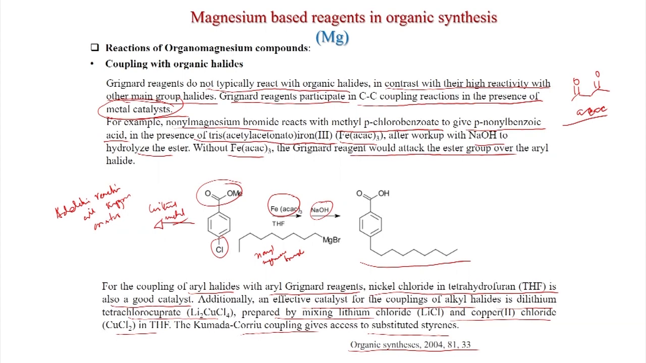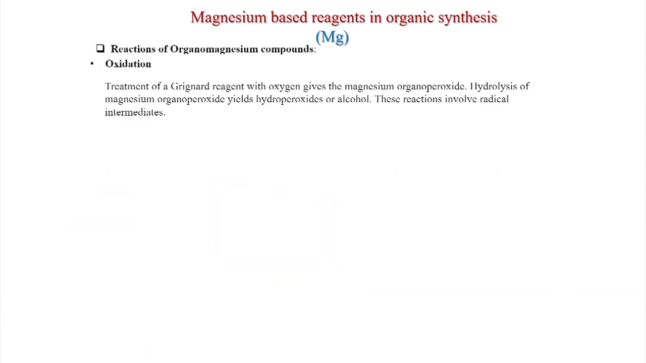reactions. So, here the alkyl halide is used with an alkyl magnesium bromide, use the iron, and with nickel you can get the aryl-aryl coupling. So, aryl-aryl coupling with nickel catalyst. So, aryl magnesium bromide and then aryl chloride. Then you need the nickel catalyst.